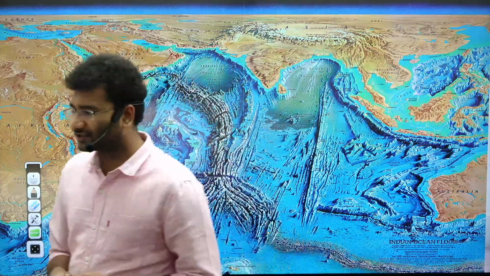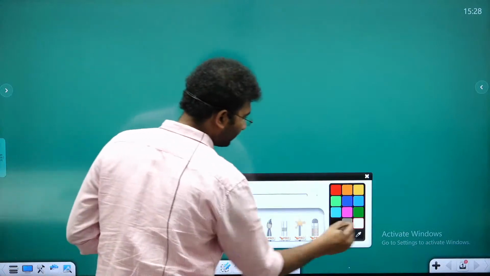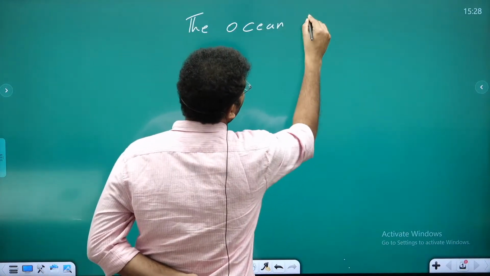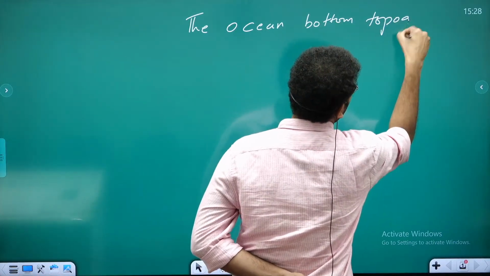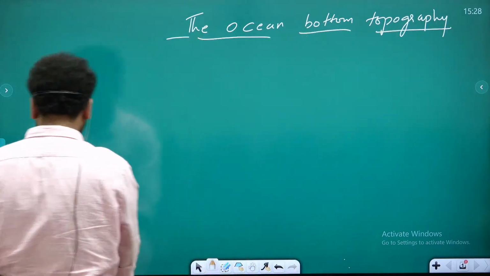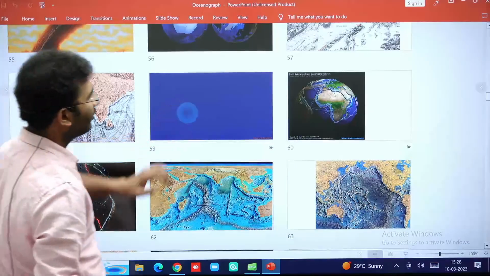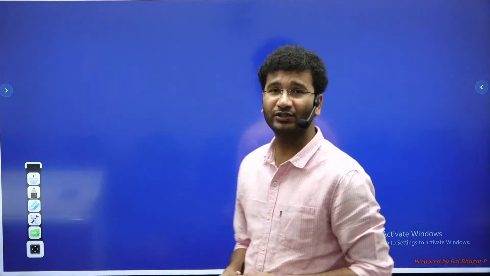So our first topic for today is the ocean bottom topography. So we'll be starting with the ocean bottom topography, right? So in the ocean bottom topography, what exactly are we going to learn? We will be learning about what you see within the interior of the oceans.